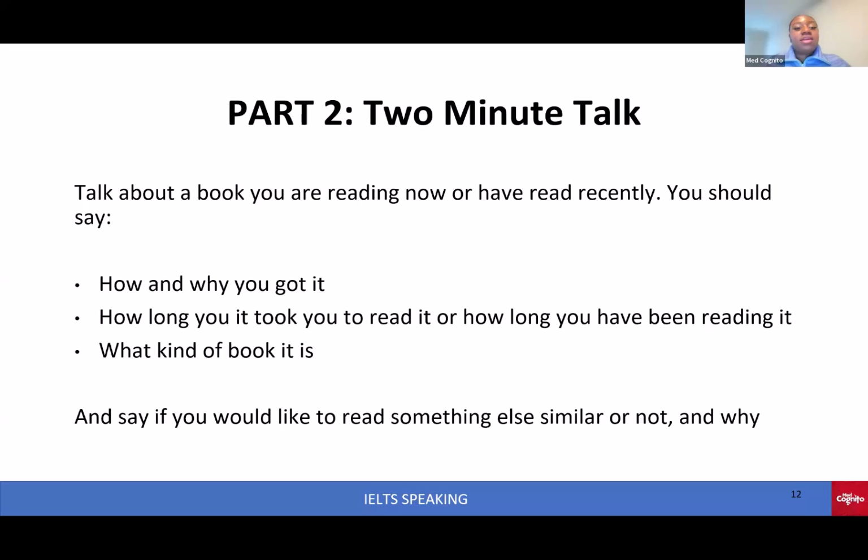So this is our task card in front of us, and our 3 questions here are: you should be able to say how and why you got it, how long it took you to read it, or how long you've been reading it, what kind of book is it, and say if you would like to read something else similar or not, and why. So I'm going to give you some time to think about this question, maybe about a minute. And in the chat box, please respond with some of your answers. Doesn't have to be anything too long, but make sure it's detailed and it provides a little bit of context.